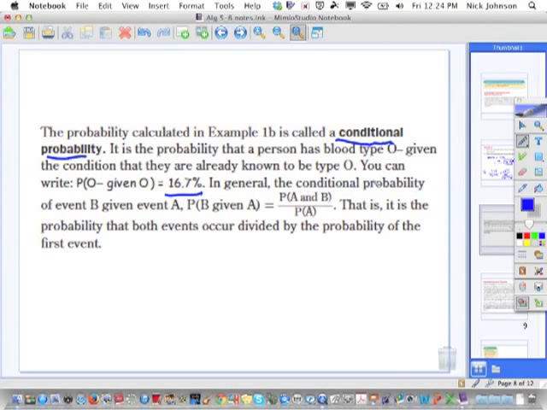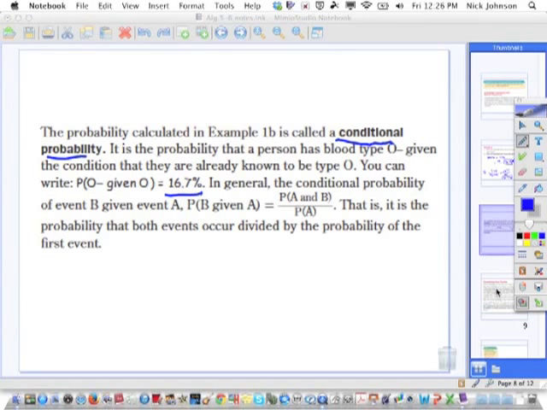So in general, the conditional probability of event B given event A is the probability of B given A, which is the probability of A and B divided by the probability of A. Okay? That is, it is the probability that both events occur divided by the probability of the first event. Moving along.